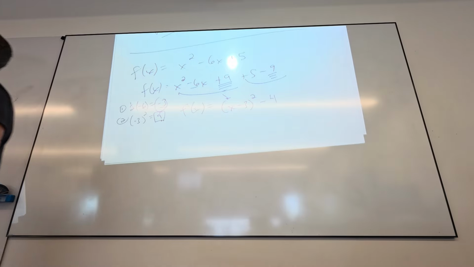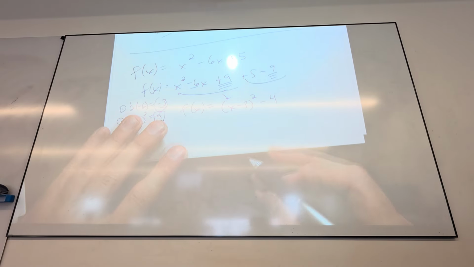I don't want the function to change. I can't make it change or else I'm going to lose all the points, because I'm answering a question I wasn't asked. So if I add 9, I better subtract 9. On one level, that feels dumb. But what we really did was we reorganized it. Now, what's the vertex?